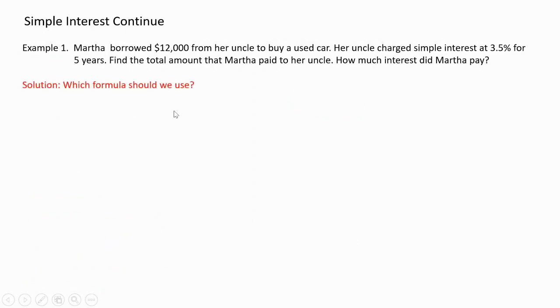So here you have 2 options. Which formula should we use? We can use the first one that I went over, or the second one. Which one should we use? It doesn't matter, guys. Okay, I'm going to show you both ways. Does it matter? No. So let's use this formula first. But remember, what are we looking for? Find the total amount that Martha paid to her uncle. So we're looking for the future value, right? So we're looking for the total amount.